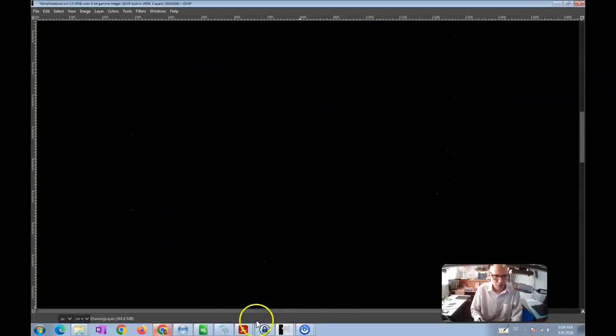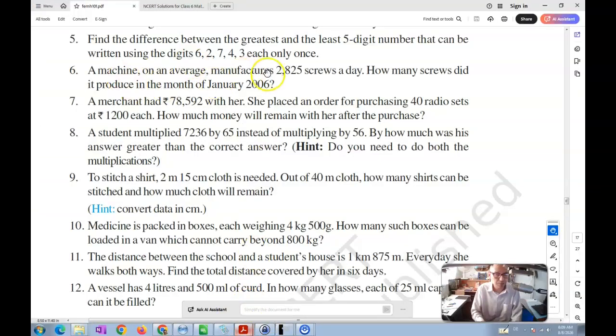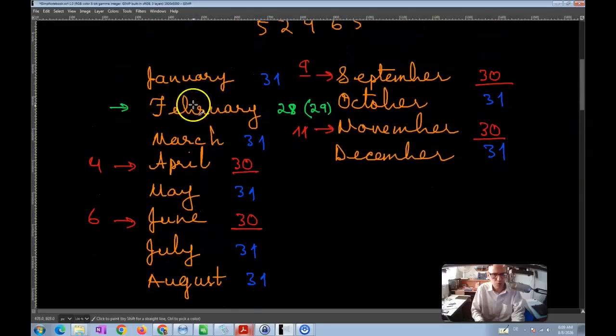Now the question that was asked here is, on average, the machine manufactures so many screws in a day. Now we want to know how many screws it produced in the month of January 2006. I'm making the assumption that the year 2006 was not a leap year, which is again not really a problem. The leap year is only a problem when it comes to February. Otherwise, as far as I can tell, it doesn't make any difference, right?